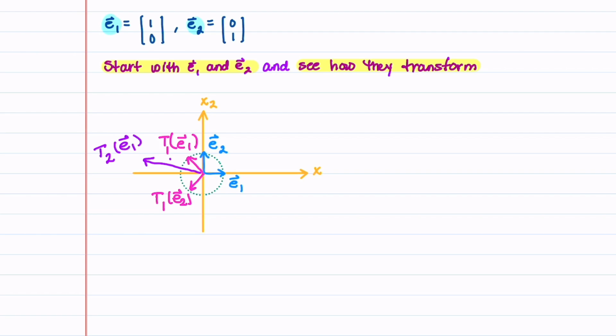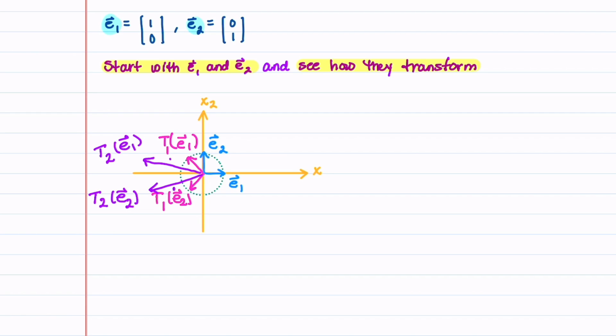And then we're going to do the same thing here. This is 1, 2, 3. So we're just stretching it horizontally. And this is T2 of E2. Now we can write down what the standard matrix of A is.